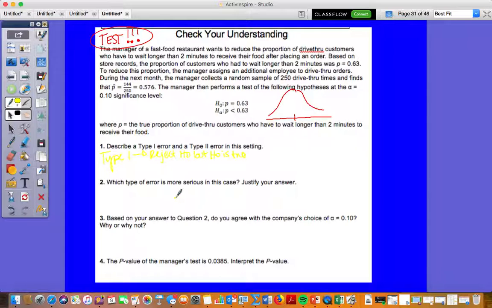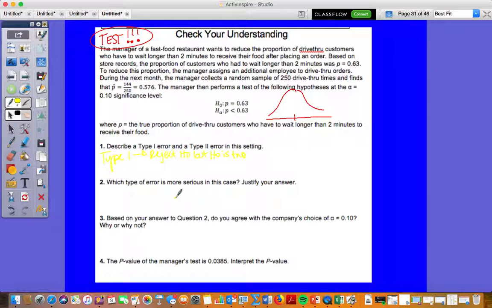All right, so let's read in context what this is. We're talking about drive-through lines, right? So the manager is saying that... We accept the null. Type 1 is.